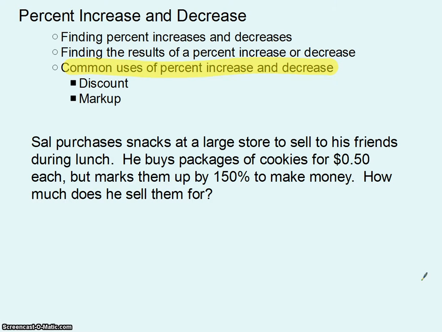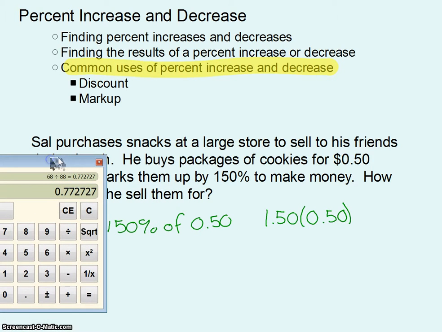Here, Sal purchases snacks at a large store to sell to his friends during lunch. He buys packages of cookies for 50 cents, but marks them up by 150% to make money. How much does he sell them for? Well, we need to find out how much he's marking them up and then add that on to 50 cents. So let's first figure out 150% of 50 cents. That'll be done by writing the 150% as a decimal, multiplying it by 0.5, or 0.50 if you prefer.